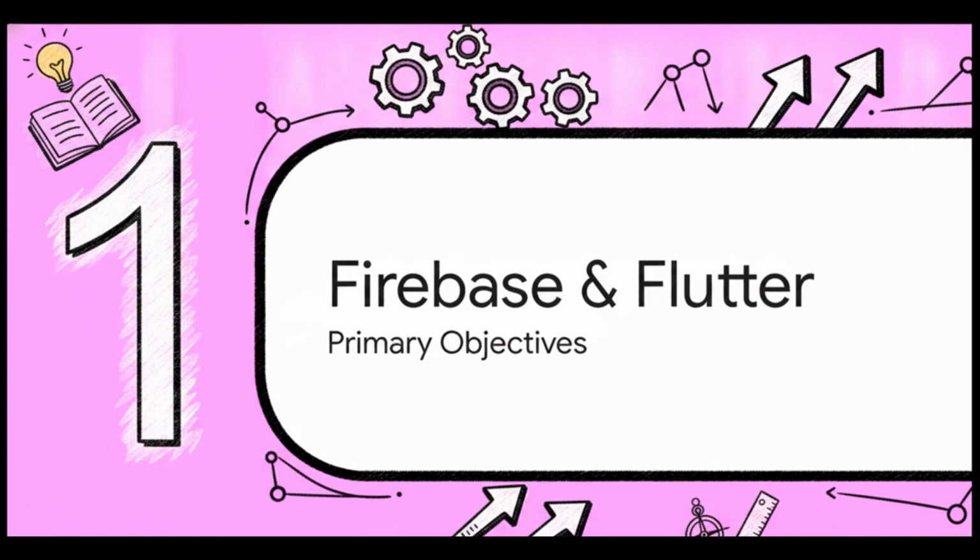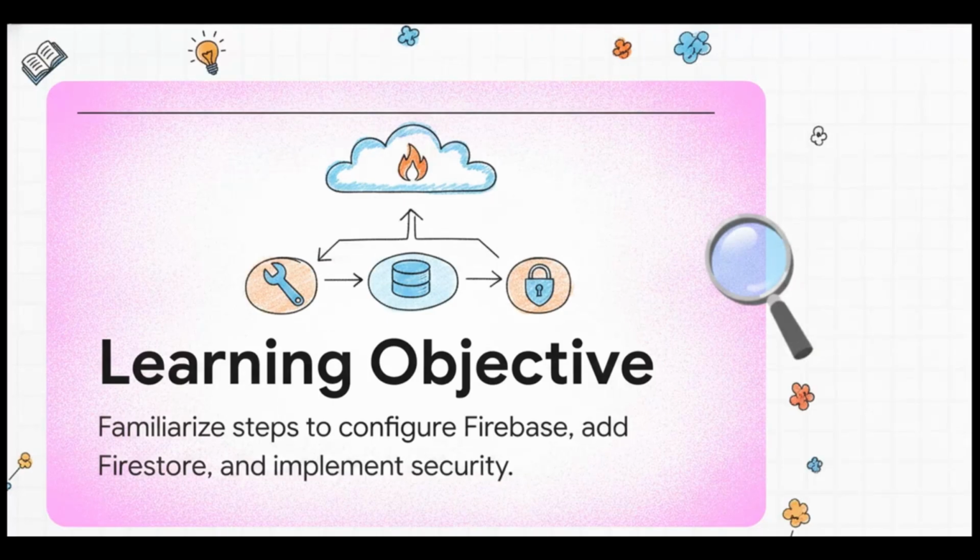Section 1. Firebase and Flutter Objectives. So looking at our foundational learning objective here, it's actually incredibly specific. The whole goal is to familiarize ourselves with the exact steps to set up and configure a Firebase project, add a Cloud Firestore database, and, this is absolutely crucial, implement security. Think of this as your high-level roadmap. It isn't just about making the app turn on and work, it's about making it work securely and correctly right from the get-go, using Cloud Firestore to handle all your data.